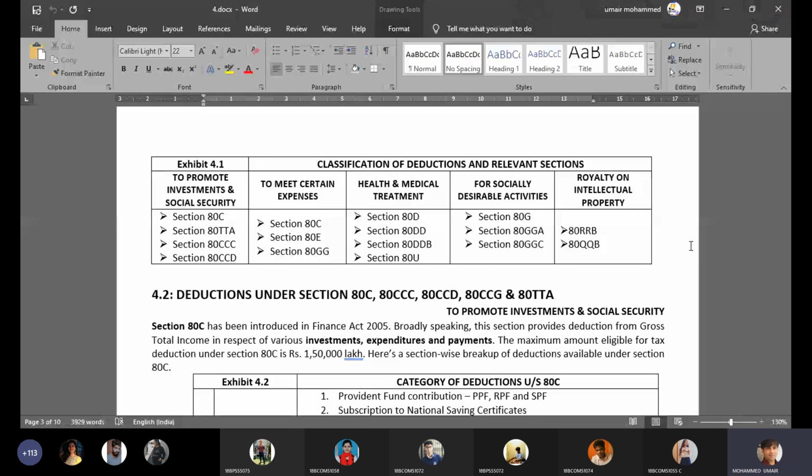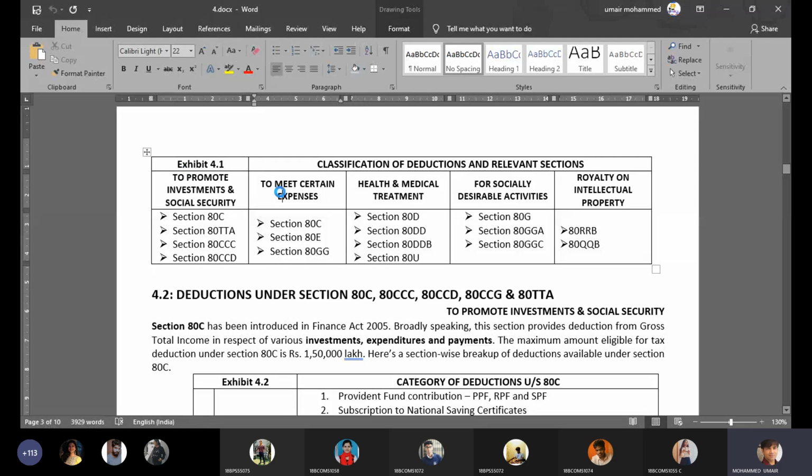So in today's class, we'll discuss 80E and 80G, and we'll also discuss all the sections which are meant for health and medical treatment. So these are the two segments which we would be focusing on in today's class.